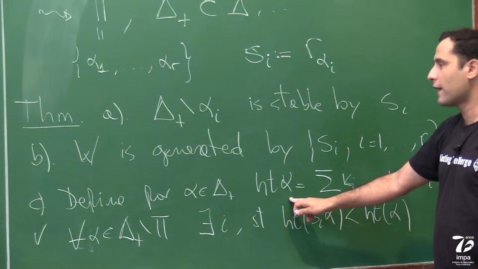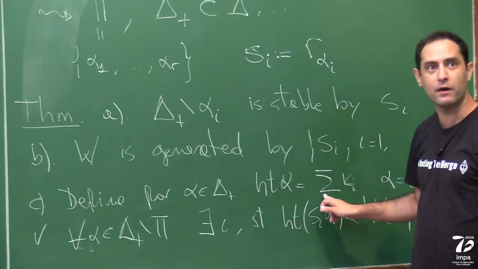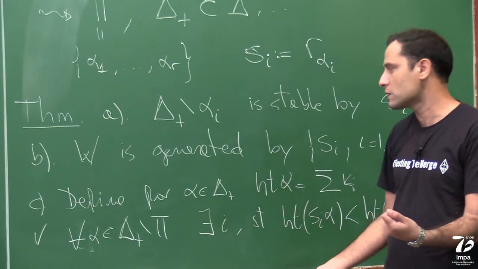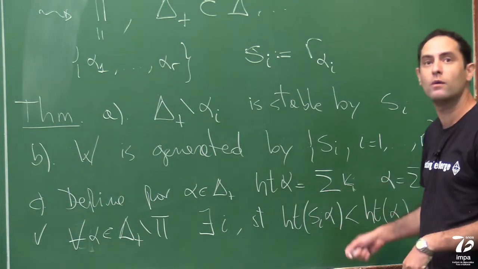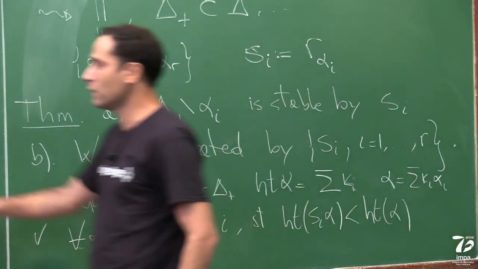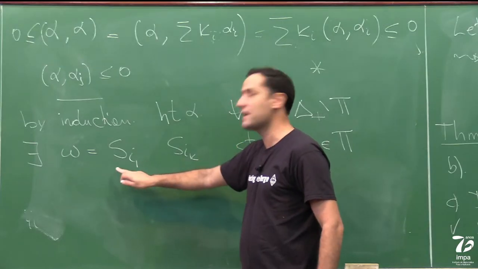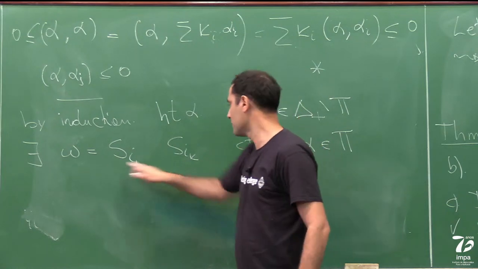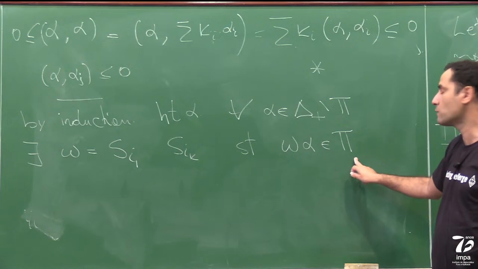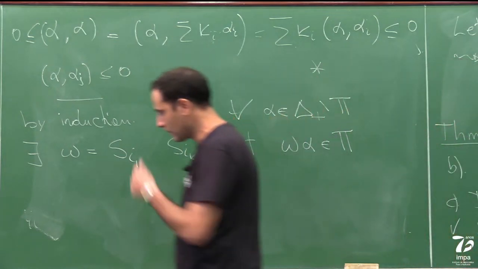So if alpha is in delta plus and is not in pi, then the height is bigger than 1. By applying C, I can find a simple root such that the height of this thing is 1 less. So by applying several of those reflections, eventually I'm going to reduce the height to be 1. Therefore, the product of these things applied to alpha has height 1, therefore it's in pi. Okay, so this statement is trivial.